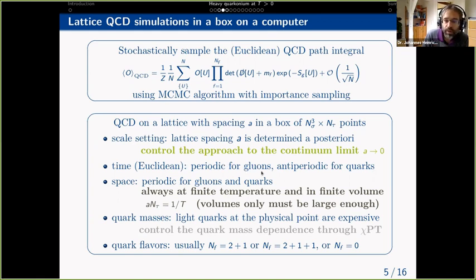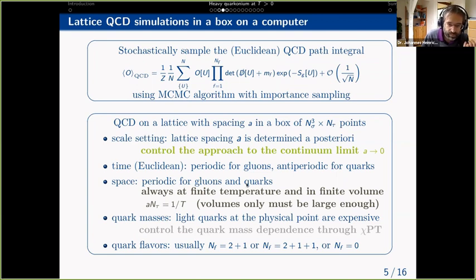So we have periodic boundary conditions for gluons in time and in space, anti-periodic for quarks in time and periodic in space. And these periodic boundary conditions in time imply that all of the simulations that we do are essentially at finite temperature, and the temperature is the inverse of the temporal extent of the lattice, so a, the lattice spacing, times N_t, the number of points in time.